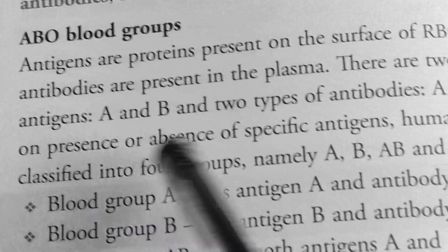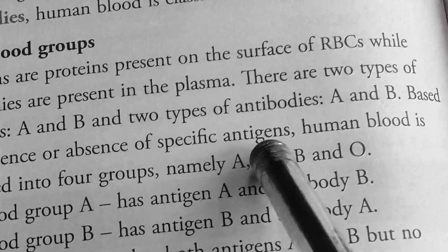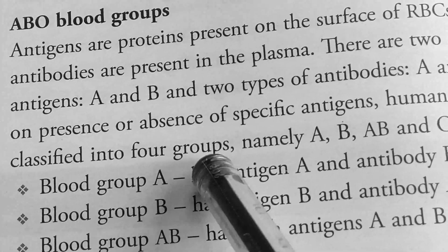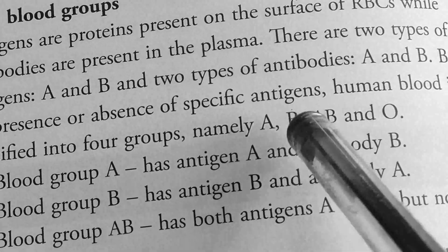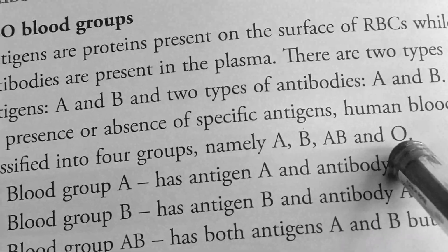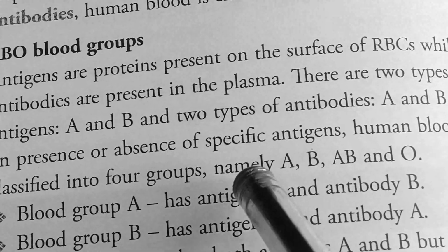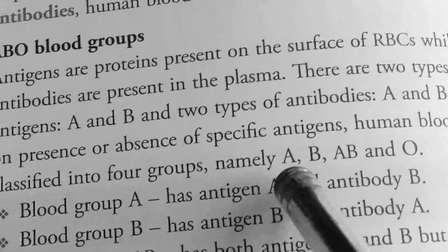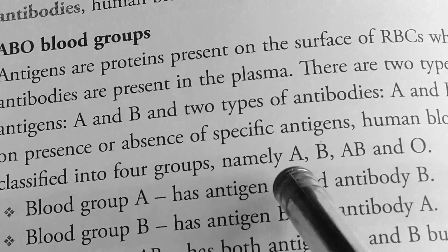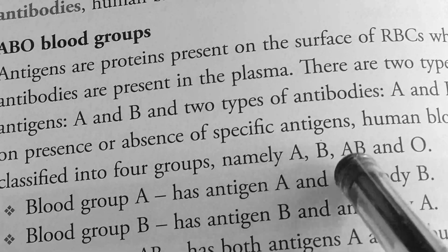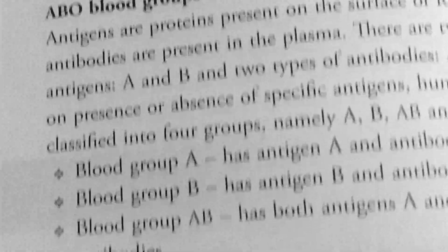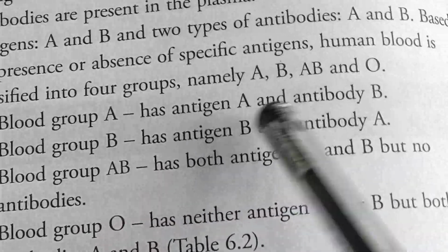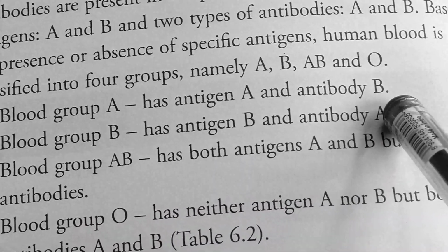Based on presence or absence of specific antigen, human blood is classified into 4 groups, namely A, B, AB, and O. So depending upon the presence of antigen and antibodies, human blood is basically 4 types: A, B, AB, and O. Blood group A has antigen A and antibody B.